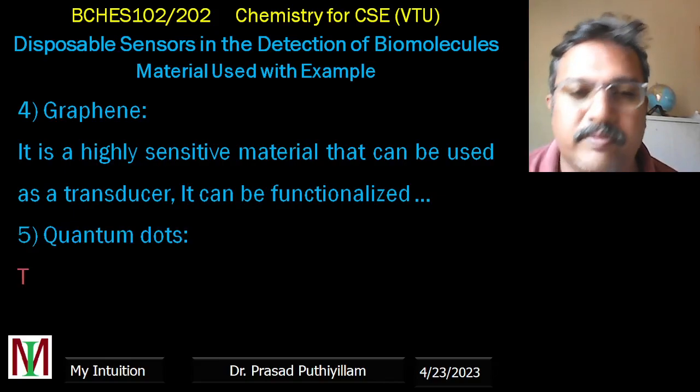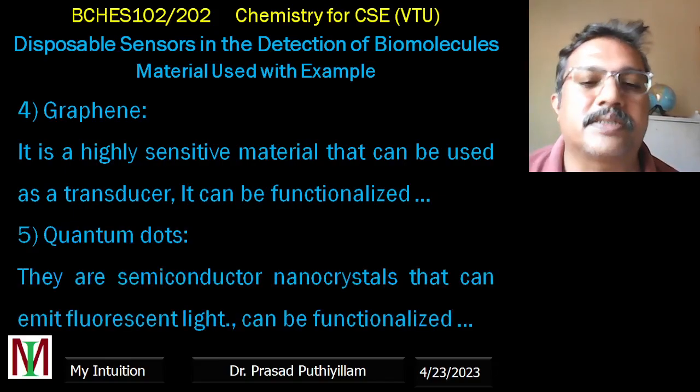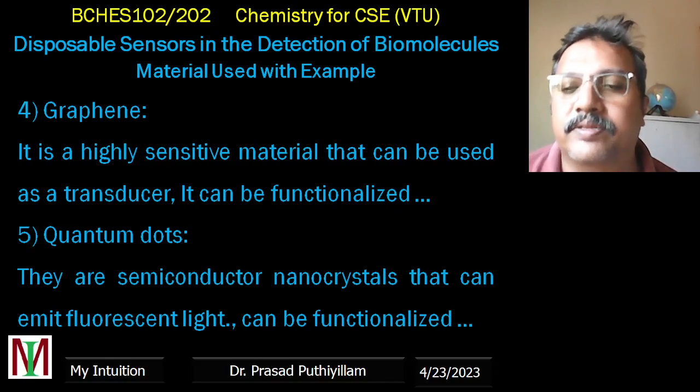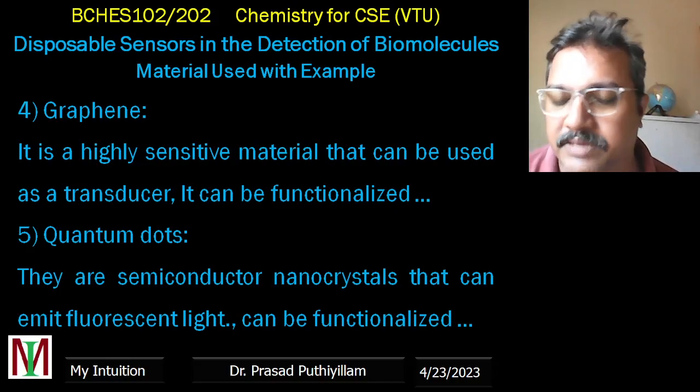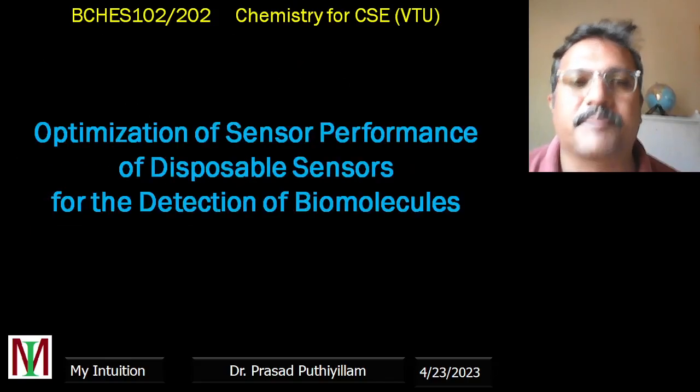Quantum dots, okay, whenever a fluorescence application comes, we have to use quantum dots. They are semiconductor nanocrystals which can emit fluorescent light, and which can also be functionalized for the application of disposable sensors.